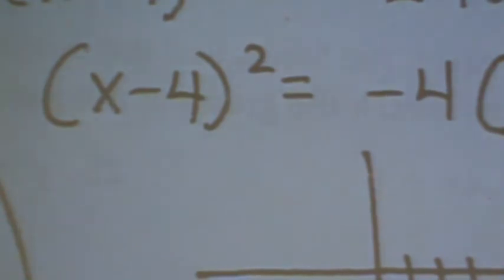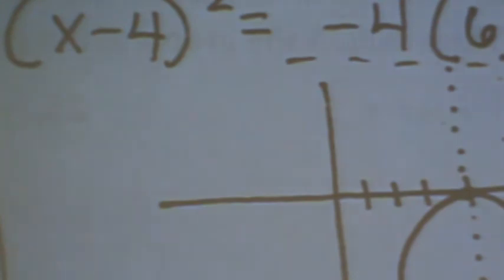4, 0 is your vertex, it's upside down. What's your focus point? 1, 2, 3, 4, 5, 6. So it's 4, -6, that's your focus point. And then you go 6 this way, 1, 2, 3, 4, 5, 6. Your directrix is y equals 6.